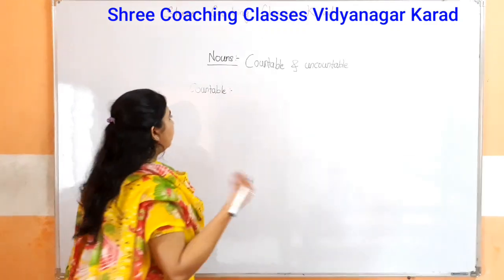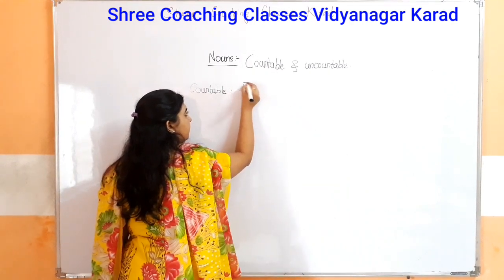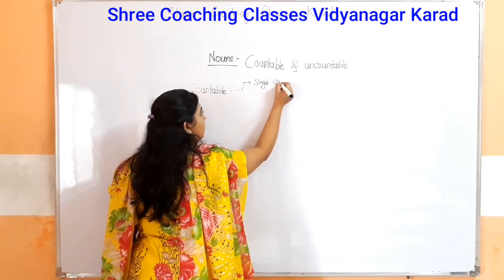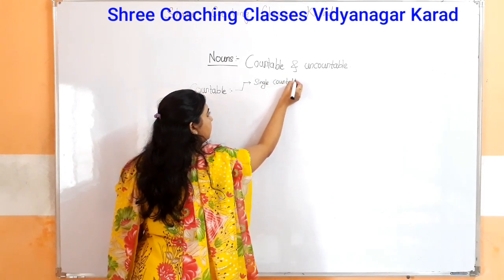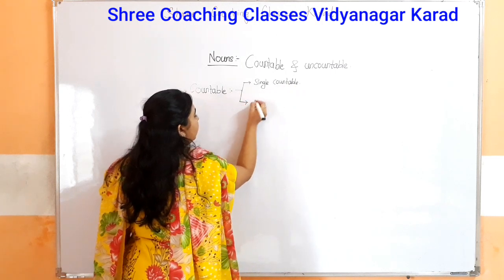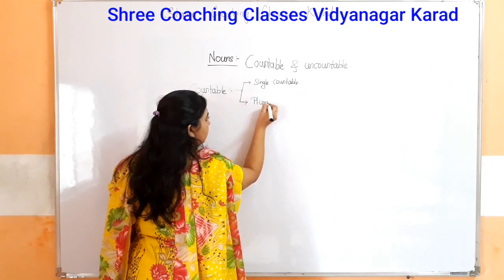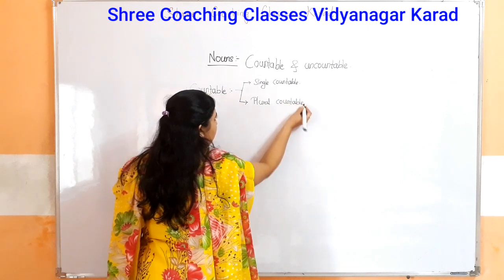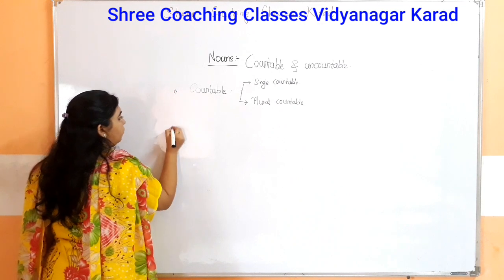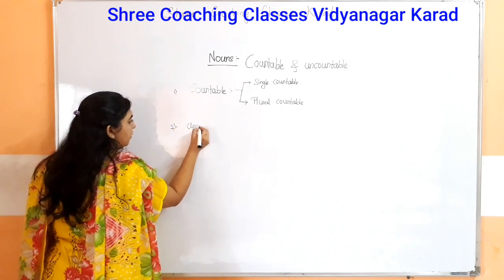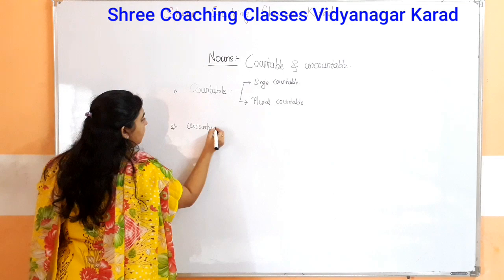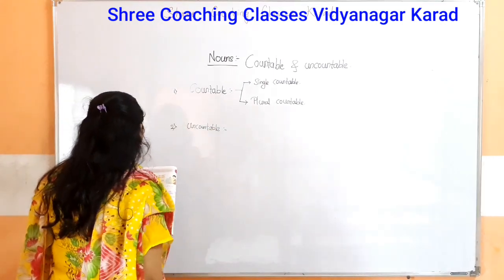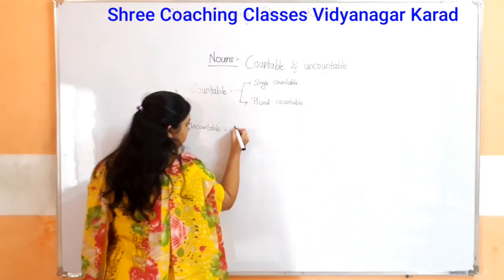Again, these countables are of two types, that is single countable and plural countable. And what is uncountable? Which we cannot count.